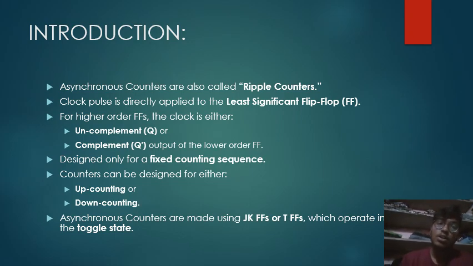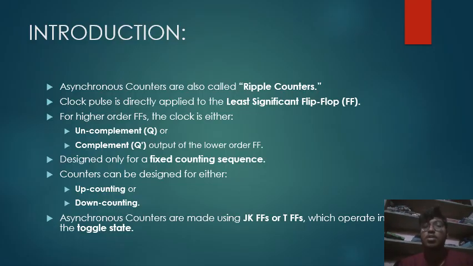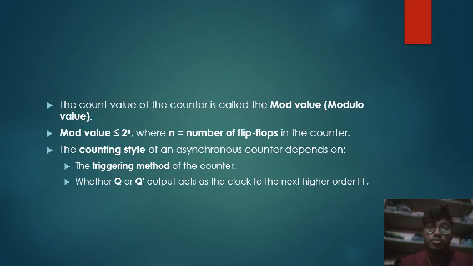In synchronous counters, we can design the counter by using any type of flip-flop. But in asynchronous counters, only two flip-flops are used, because the asynchronous counters operate in toggle state. The flip-flops that have toggle states are JK and T flip-flops. So only by using these two flip-flops can we design the asynchronous counters.